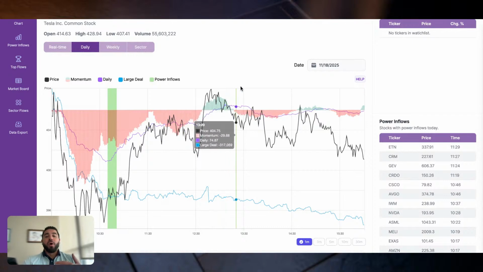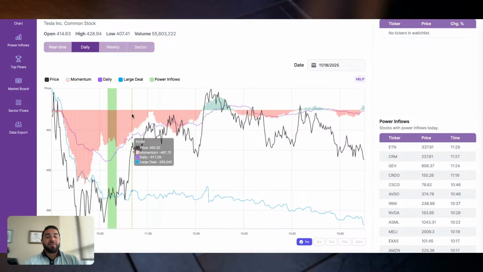This is what we call our retail momentum flow data. So this is capturing the intraday sentiment on the retail side. You'll see that green shade indicating more buying than selling on the retail side. And then that red shade, of course, indicating more selling than buying on the retail side.